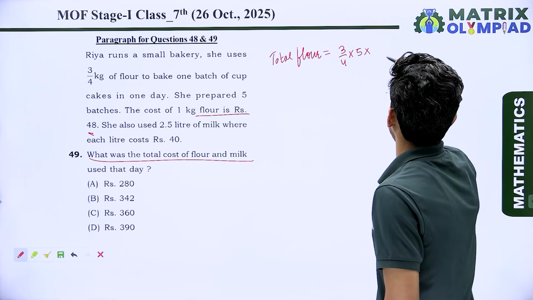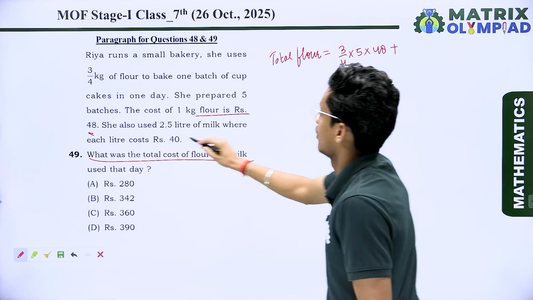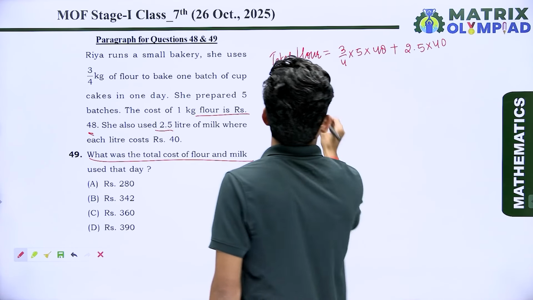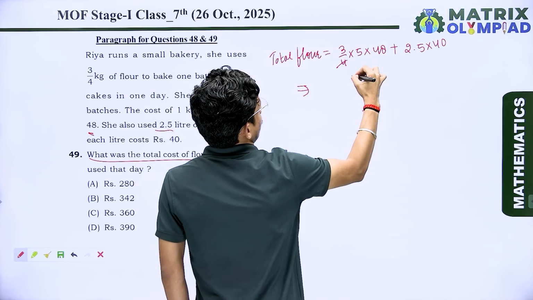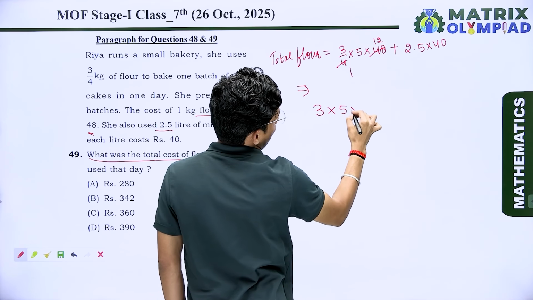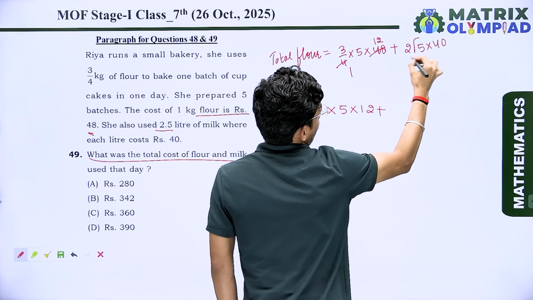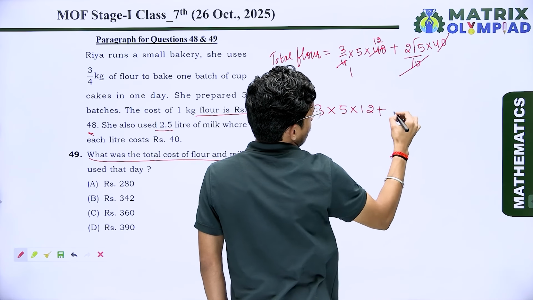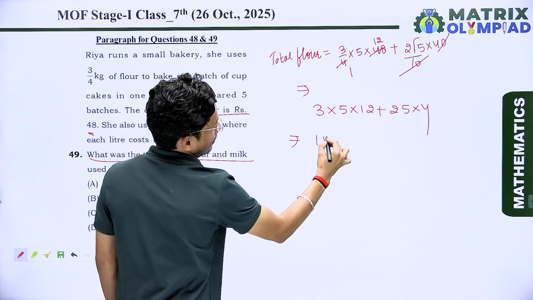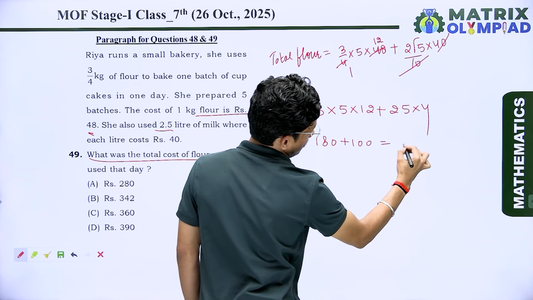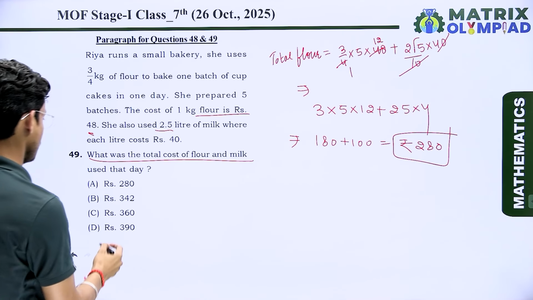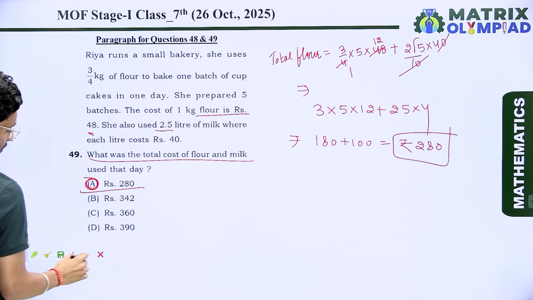For 1 kg the rate is 48, so here I multiply by 48, plus 2.5 liter milk multiplied by 44 for 1 liter milk. Okay, so here I can write 4 1 4, here we get 12, so I can write 3 multiply 5 multiply by 12, plus here the decimal point is removed, divide by 10, so the 0s cancel out, so I can write here 25 multiply by 4. So here I can write 180 plus 100, so in rupees we get 280. So 280, it means option number A is the correct answer.